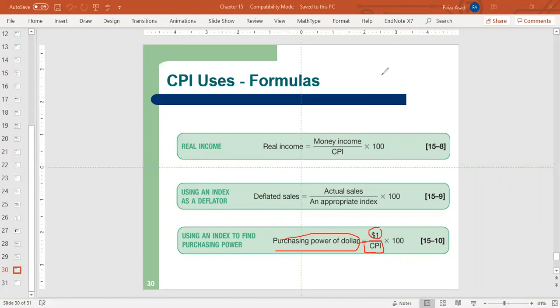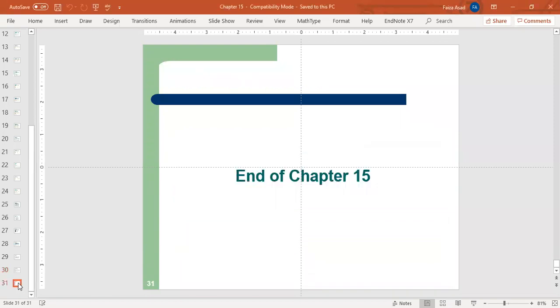So this chapter ends here. In the next chapter, we will study the time series model and other concepts.